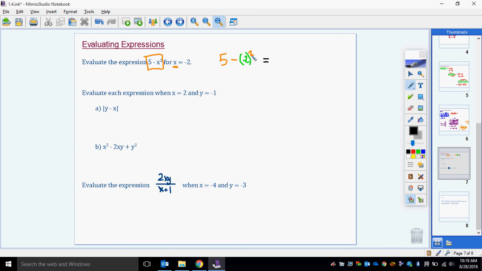So I follow order of operations, and I square the negative 2. Remember, that means negative 2 times negative 2, so my answer would be a positive 4. And it's 5 minus 4, so my answer here would be 1.